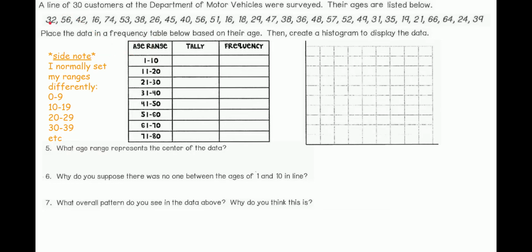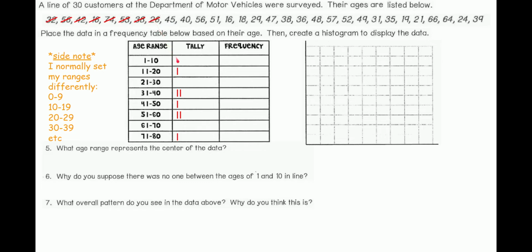So let's begin. What I do is I'm going to cross off 32. So 32 gets crossed off, and it goes right here in this range, 32. So I'm going to put a tally mark right there. 56 gets crossed off, and it goes to the 51 to 60 range. 42 gets crossed off, and it gets put in the 40s category. 16 gets crossed off, and it goes over here. 74 gets crossed off, and it goes right over there. 53 gets crossed off, and it goes over here. 38 gets crossed off, and it goes over here.